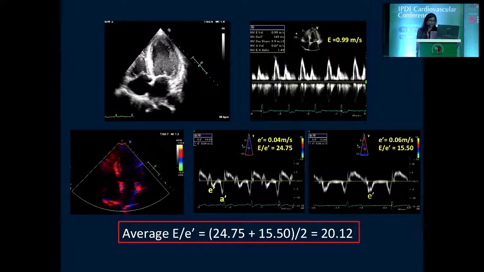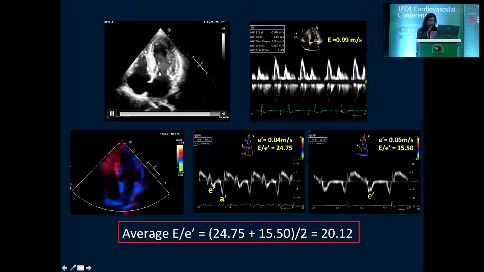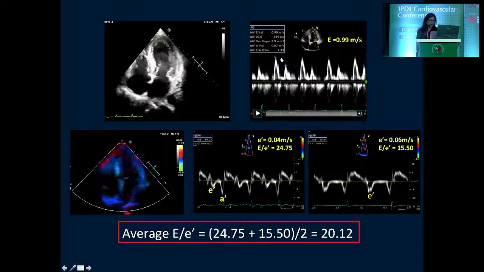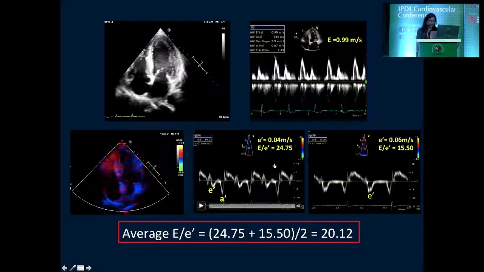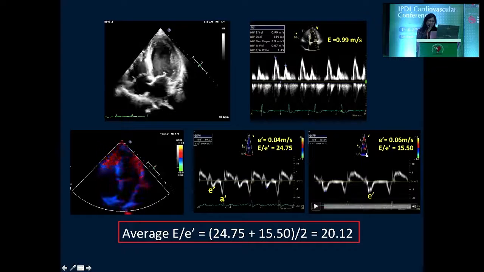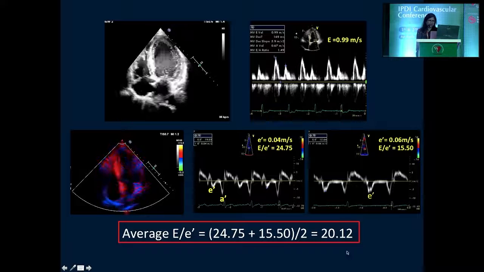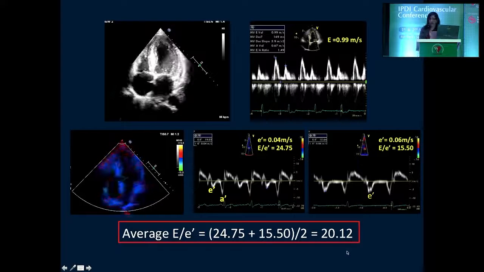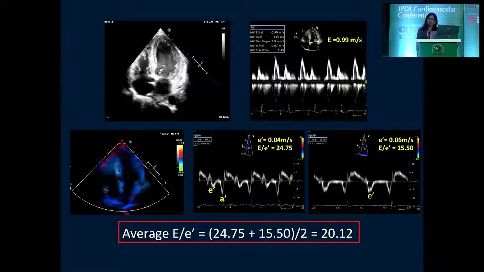This is a patient, chronic hypertension, hypertrophied, LA enlarged. We see the E by E prime ratio average of septal and lateral annulus is 20.12. So this is the way we measure the LV filling pressure, a very, very important hemodynamic parameter.